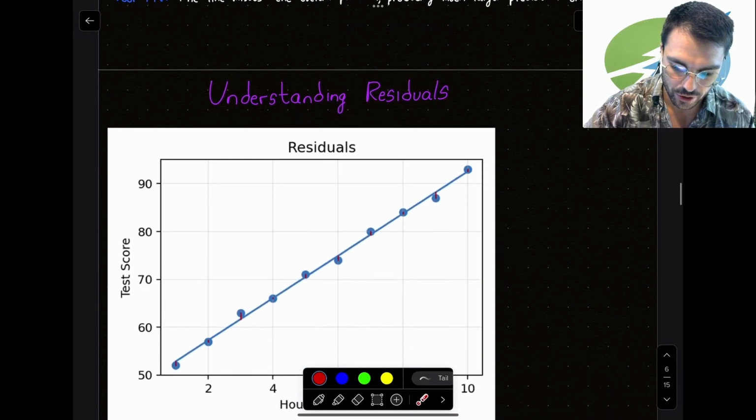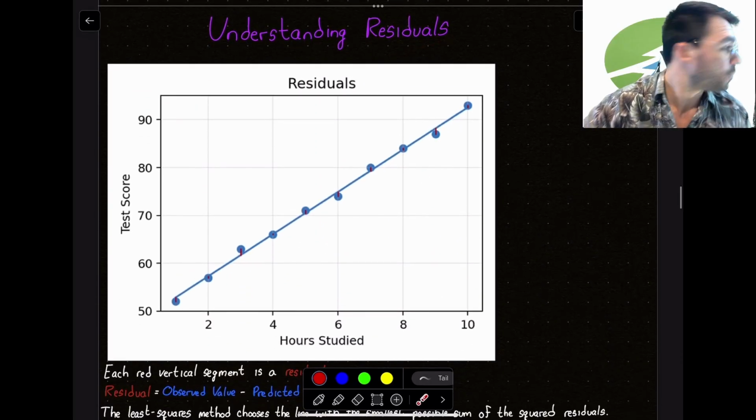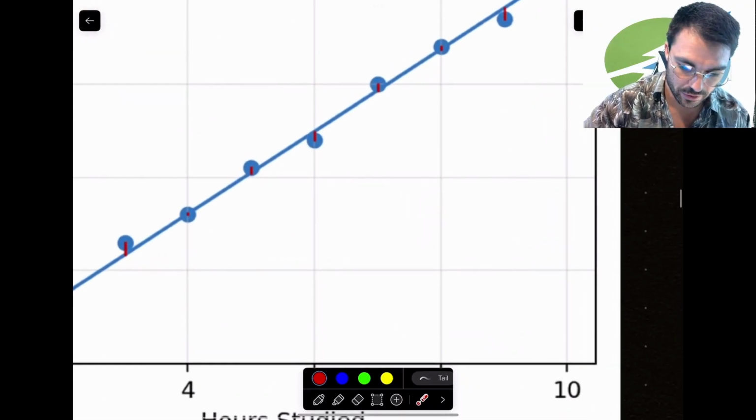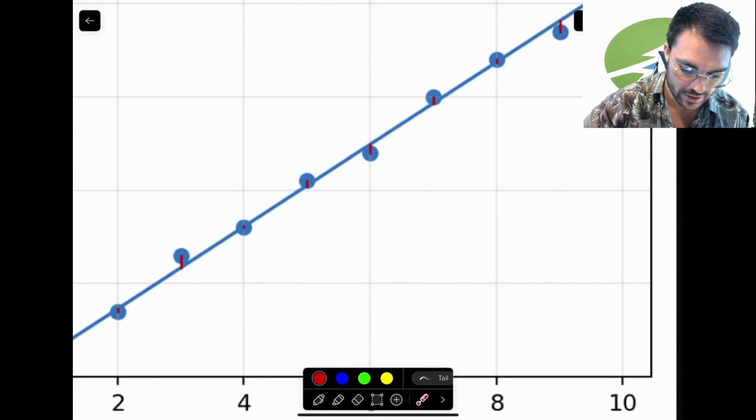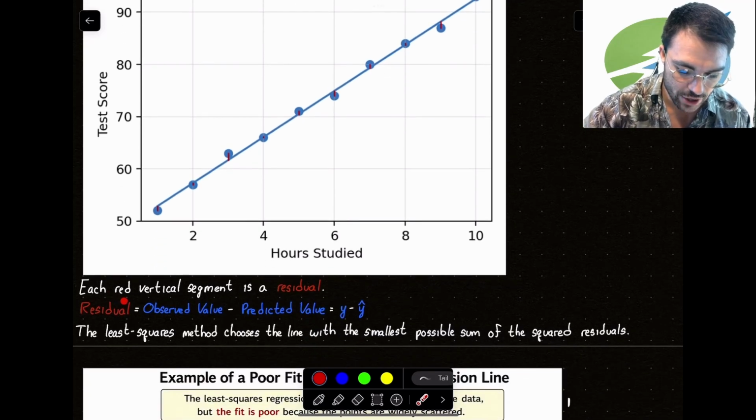All right, understanding the residuals. So this has the good fit, and I hope we can see it. It might be a little bit difficult to see, but you can see these little red lines that go from the center of the dot to the line. This is a good example right here. You can clearly see it goes from the center of the dot to the line. So yeah, each red vertical segment is a residual.